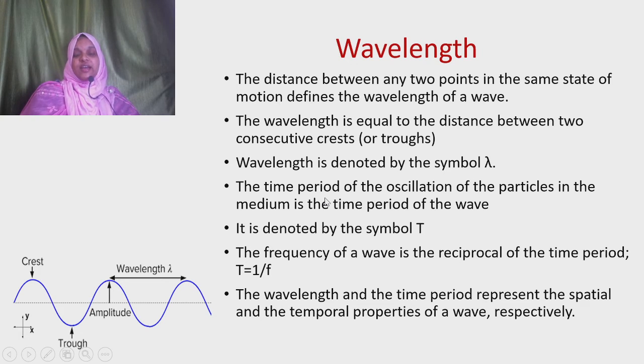Then we have another characteristic that is known as the time period. The time period of the oscillation of the particle in the medium is the time period of the wave. It is denoted as T, capital T. We all know that frequency is the reciprocal of time period, or T is equal to 1 by f. Actually, wavelength and time period represent the spatial and temporal properties of a wave respectively. Wavelength represents a spatial property of a wave, whereas time period represents the temporal property of a wave.